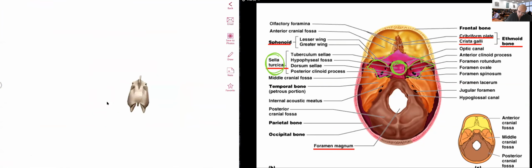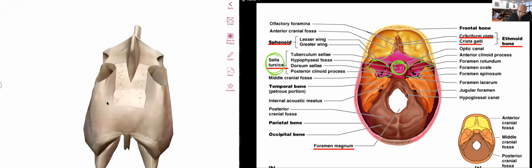So looking closer, you're going to see an elevated ridge. We call this ridge my crista galli. Crista galli is the point of attachment of the brain to the skull. So this is the point where the brain is holding itself to the skull. Because this is again my crista galli.